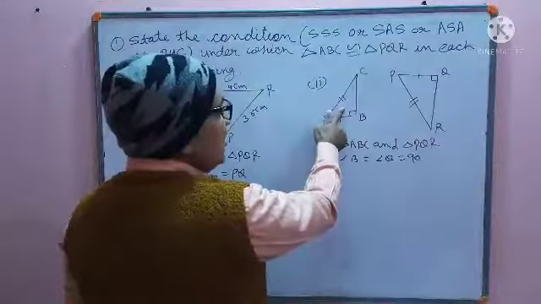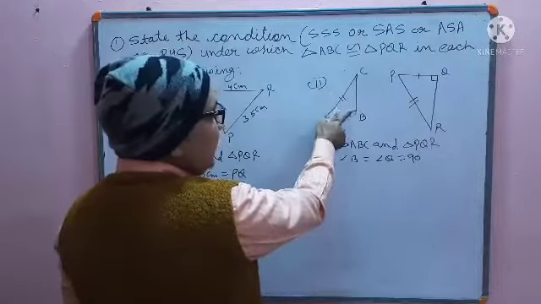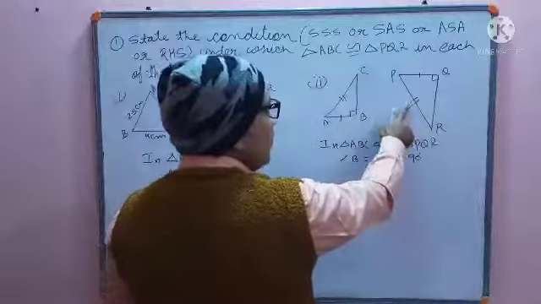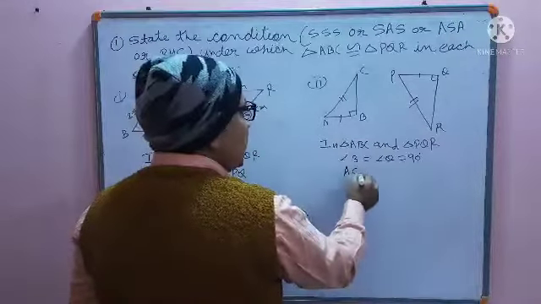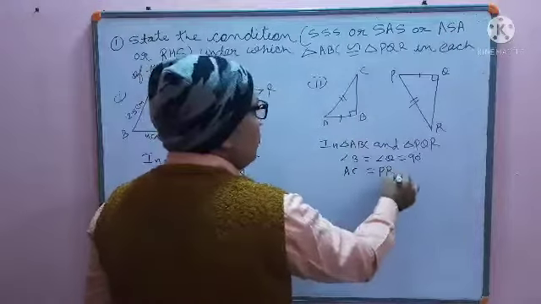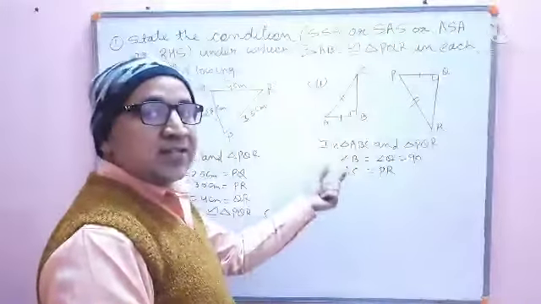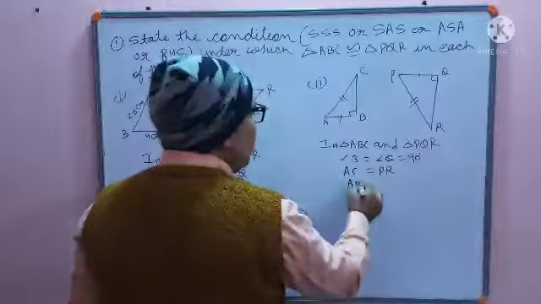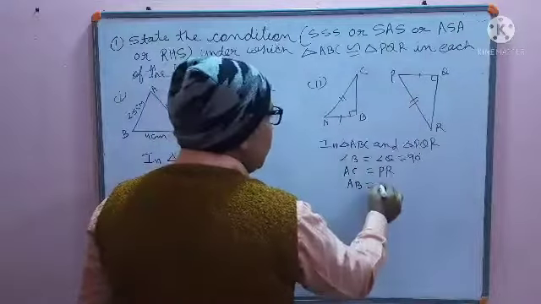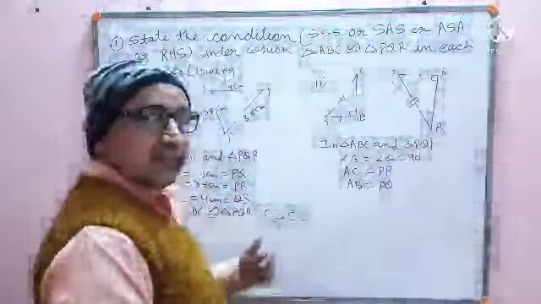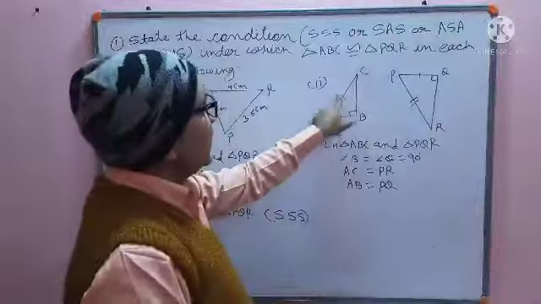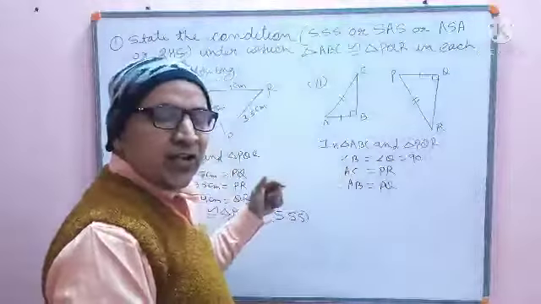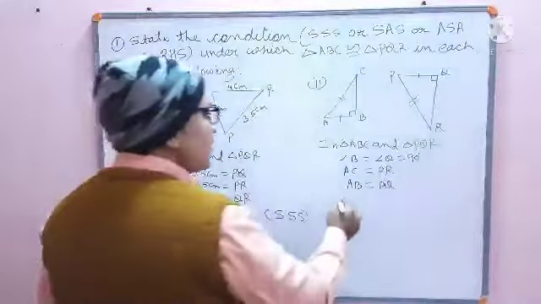AC is the hypotenuse of this triangle. The side in front of 90 degree is called hypotenuse. So AC is equal to PR because both are the hypotenuse and both are equal, given in the question. Now in this triangle AB and in that triangle PQ both are equal. It is given in the question. Right angle, hypotenuse, side. By the criteria of RHS, both the triangles are congruent.